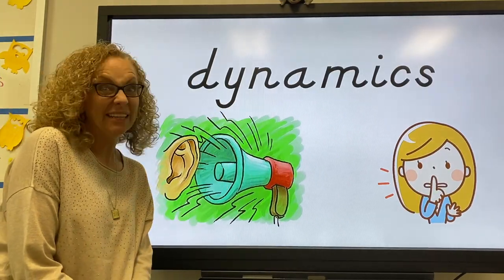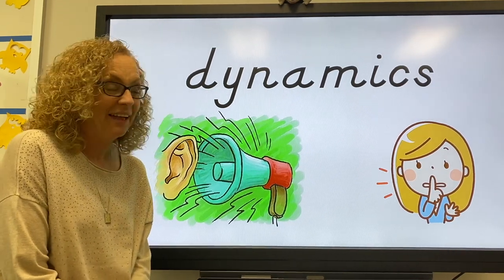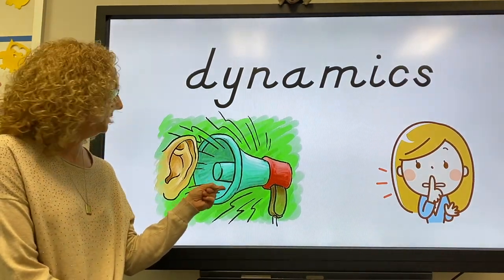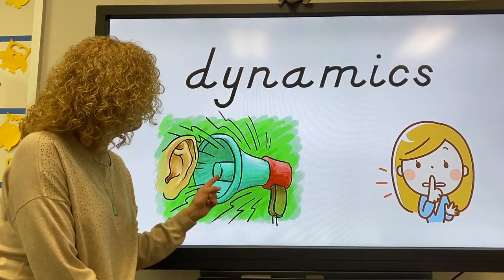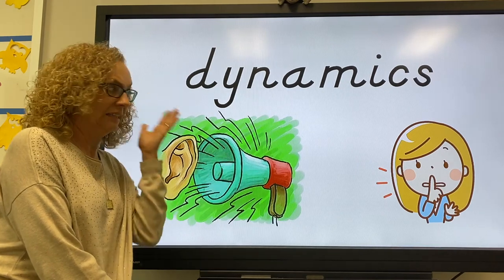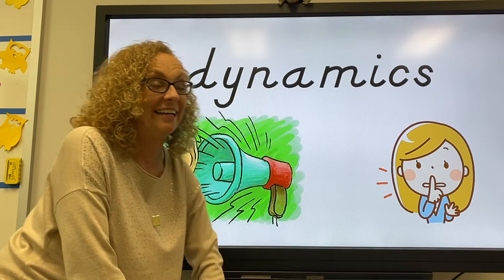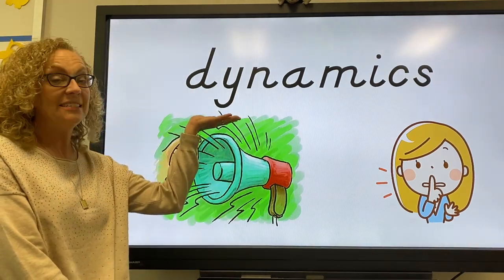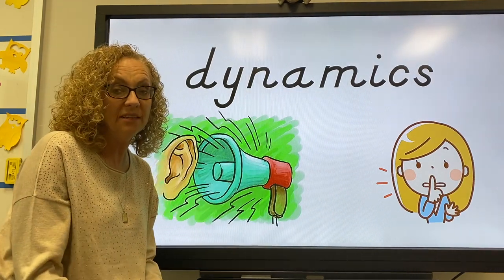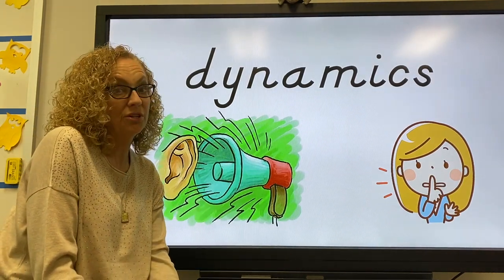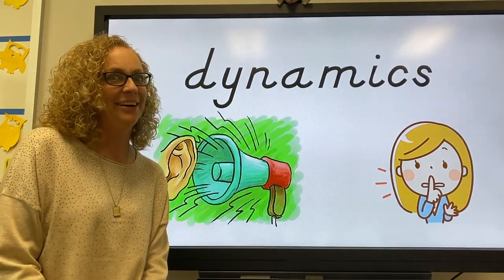Dynamics. It looks like kind of a big scary word, but it's really just a fancy word in music that means this and this. What do you think those pictures mean? Loud and soft or quiet. So in music, when we say dynamics, we're talking about how loud or how soft we sing or play or how loud or soft the music is. We will be getting out instruments and we will be making loud and soft sounds.